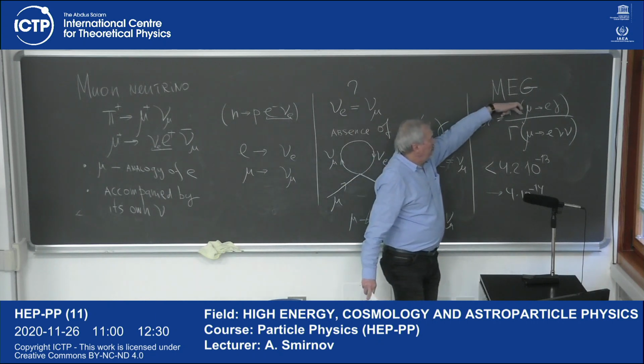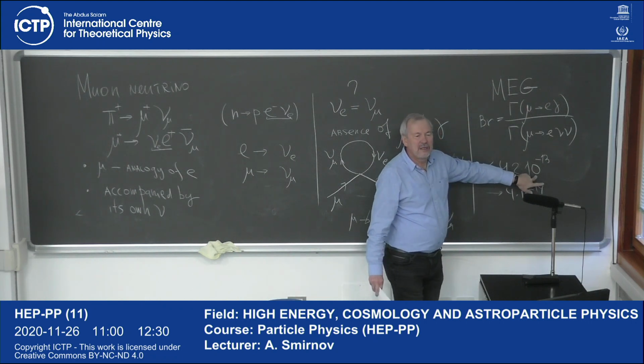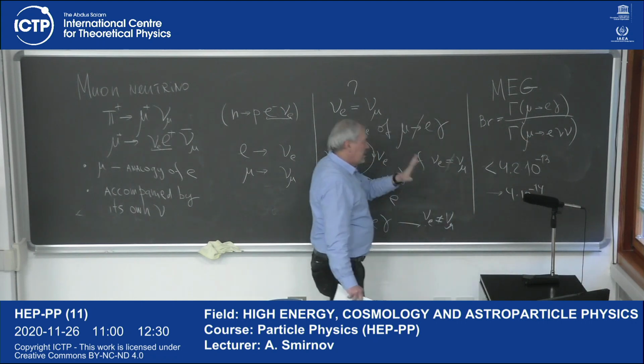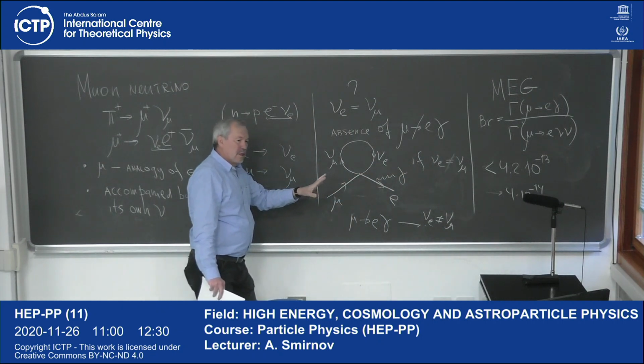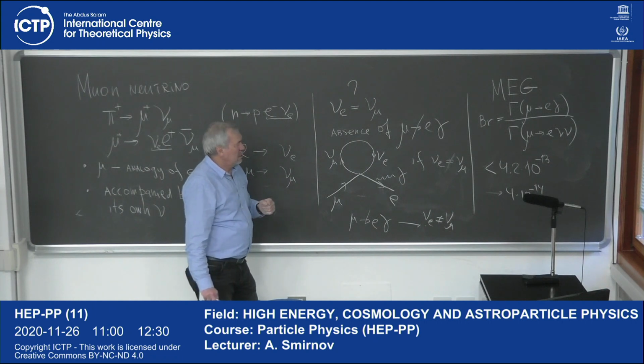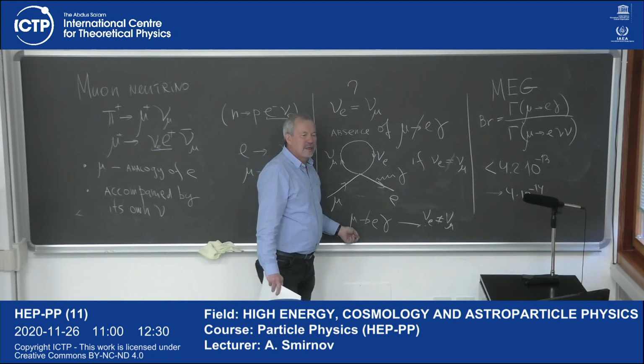So the meaning is that if this decay exists, it should be certain orders of magnitude smaller than the main mode of the decay. This is an extremely important process. It's not an accident that MEG 2 is now working and they will produce new results. In this way we are looking for new physics.